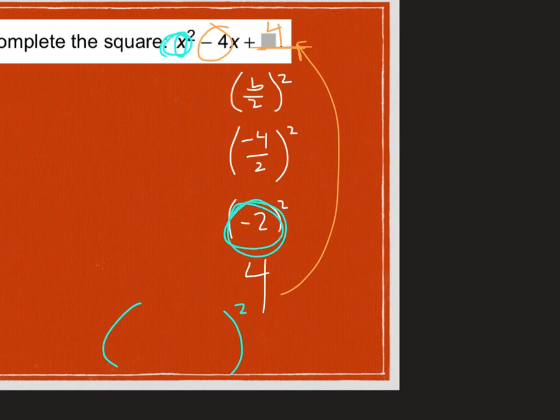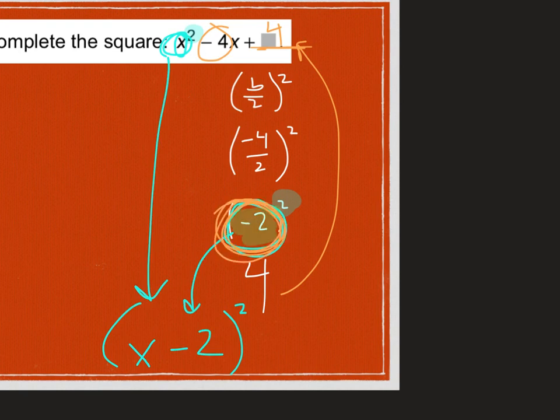So the two things here that have that little squared on top of them, this x and this negative 2, these two things come inside our parentheses. So we have x and then minus 2 squared. So x minus 2 squared would be our answer. So we plug in before we square it.